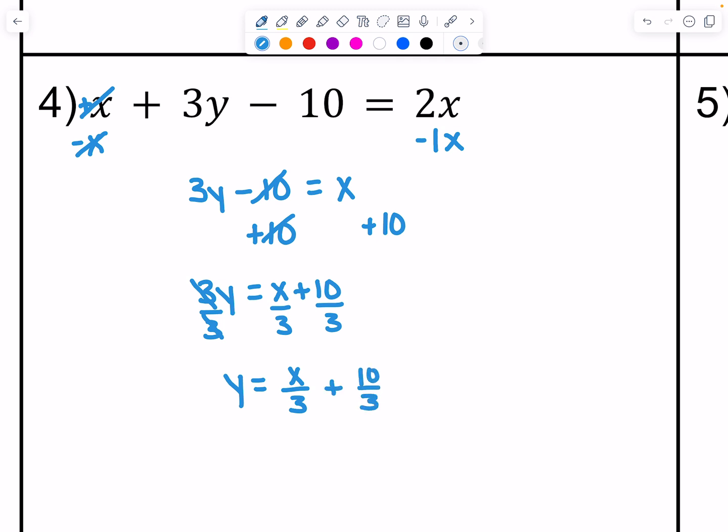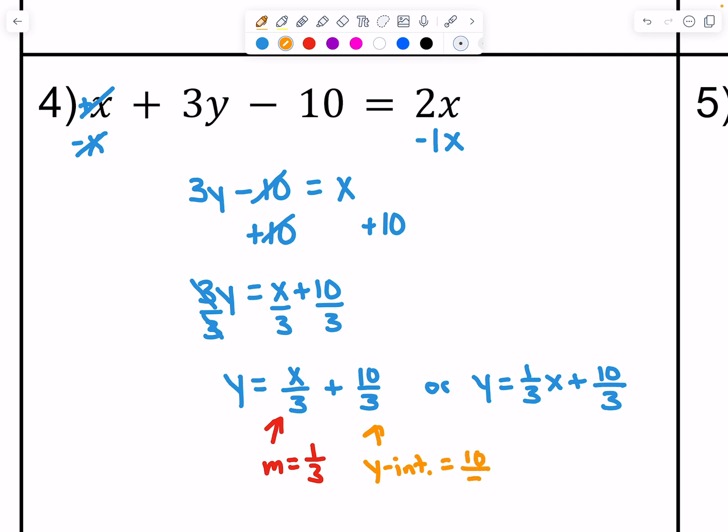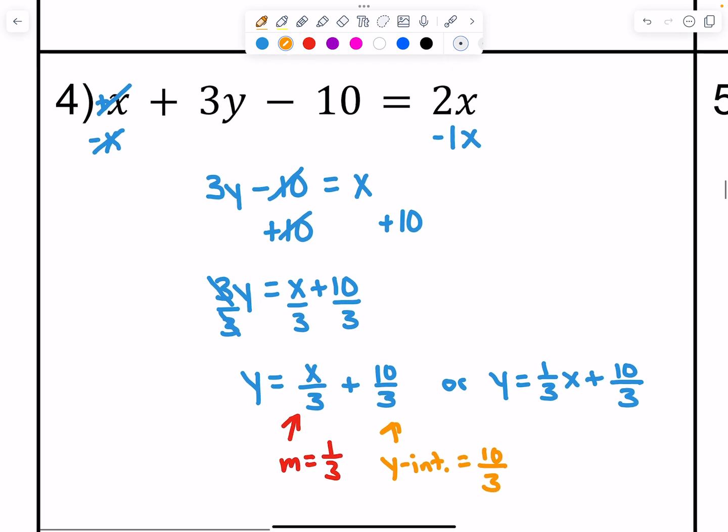But x over 3, you could write as 1/3 x, or see it written that way. And then 10 over 3, we're just going to leave that way. We're not going to write a mixed number. All right, so then our slope in either one of these cases would be 1/3, and then our y-intercept would be the 10/3. And then if you needed a decimal in order to graph that, you could get one. But for now, we're just going to leave it as an improper fraction.